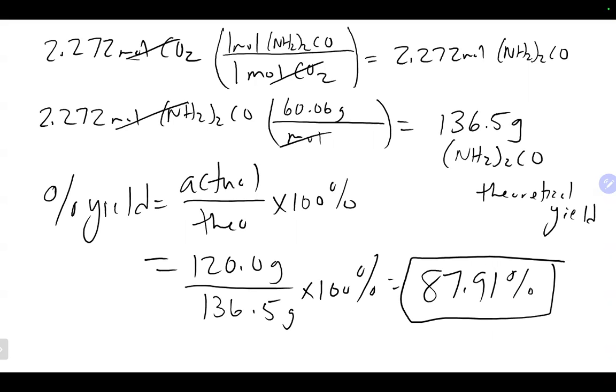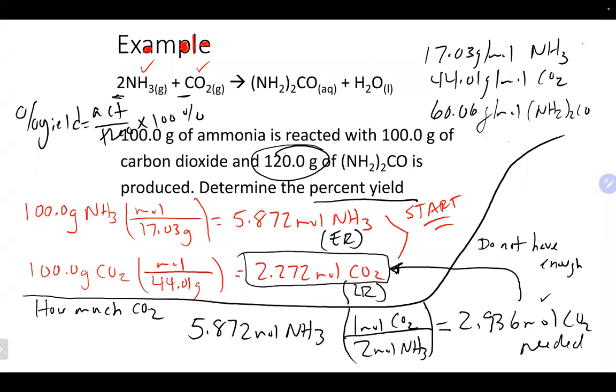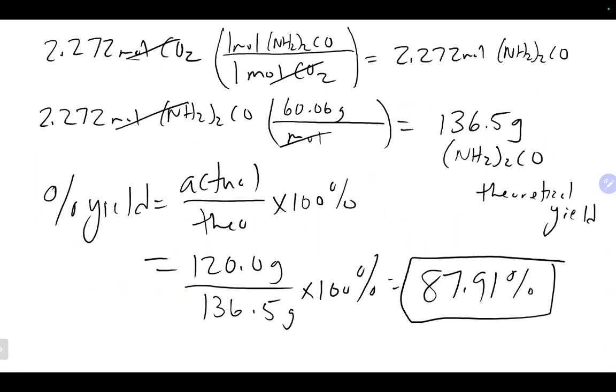Any questions on any of those steps there? So very much like this problem, this is sort of how the problems are worded. Obviously, they usually don't mention limiting reagents or excess reagents. And again, the actual yield, that 120 type number, is usually given to you in a textbook problem. Any questions on stoichiometry? Yes. All right, go ahead.